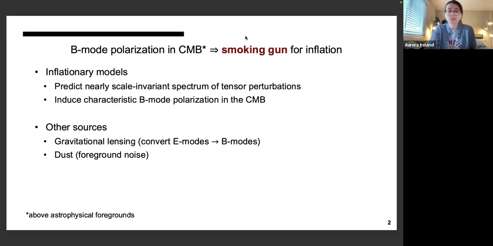There are, of course, other sources of B-mode polarization. Namely, you can have gravitational lensing, which converts E-mode polarization pattern to B-mode. Dust or foreground noise will also give you some. And as it stands at the onset of this project, inflation was really the only known direct primordial source.